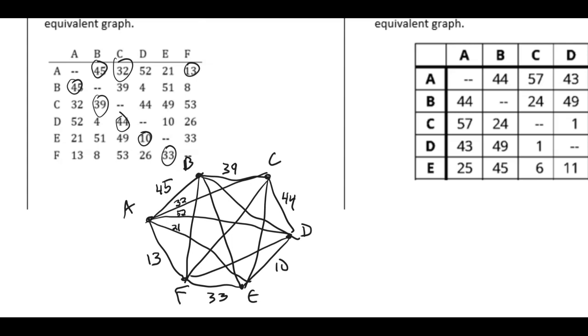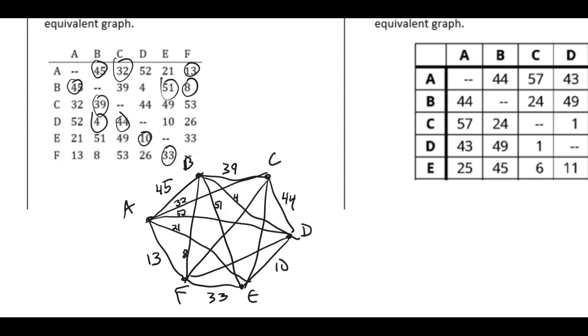B to C, got it. B to D, I'm going to put that right here. B to D is 4. B to E is 51. Let's put that, I don't know, right there. B to F is 8. Let me put that right there. So I'm just looking for spots that are clearly close to the line so there's no confusion.